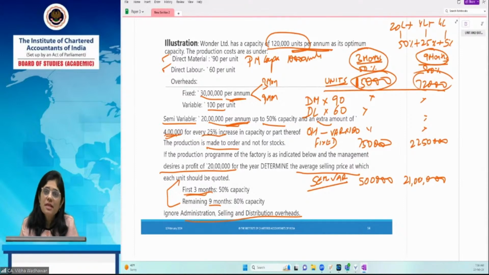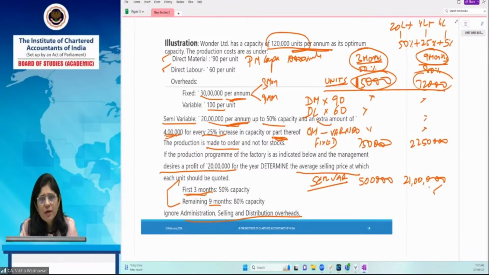Then coming to semi-variable. So semi-variable up to 50% capacity, it's 20 lakh. And an extra amount of 4 lakh for every 25% increase. All right. So 50% plus 25% increase or part thereof. So we have extra 5% also because the capacity is 80%. 80 means 50 plus 25 plus 5 extra. So 28 lakh will be applicable, but it's per annum. Convert it for 9 months and you will get 21 lakh.